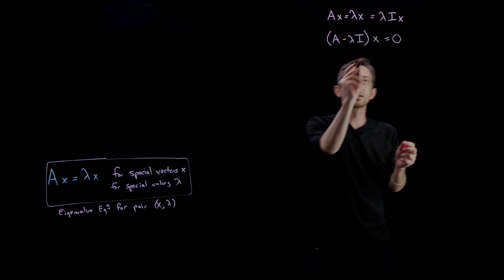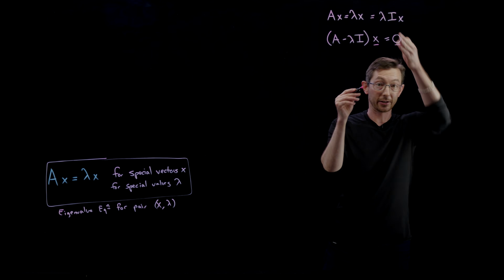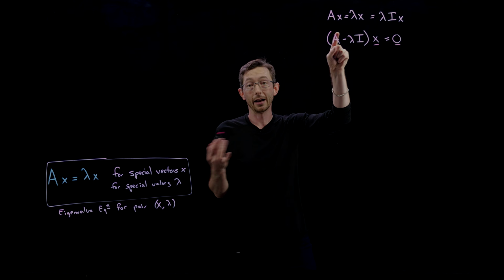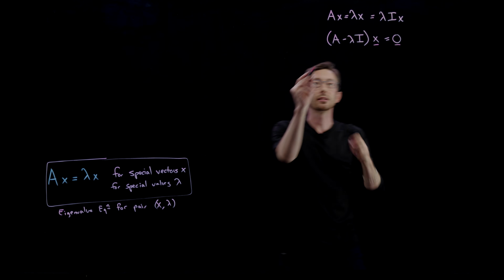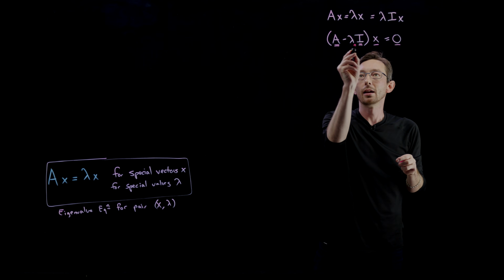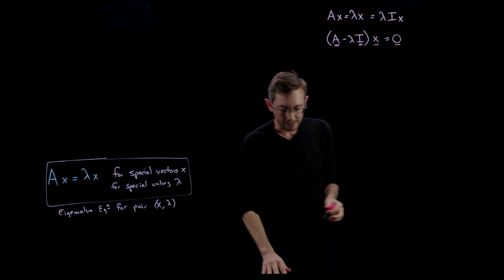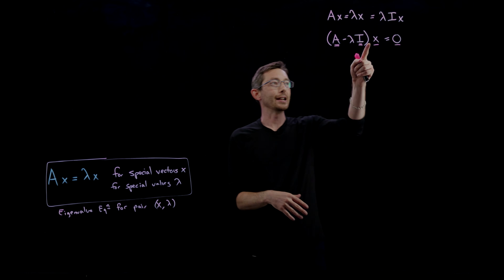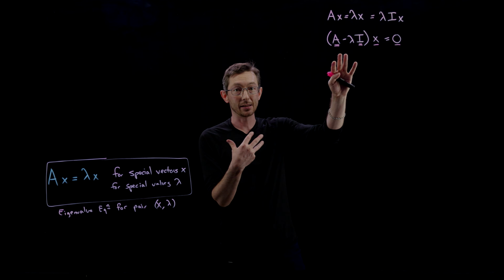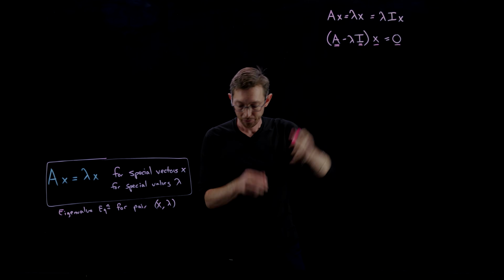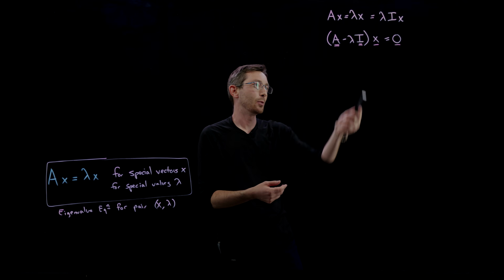And again, x is a vector, 0 is a vector of zeros. A and I are matrices. I'll just put them here so you remember. And lambda is a number. And so what we're trying to do is find pairs of x and lambda that satisfy this equation.